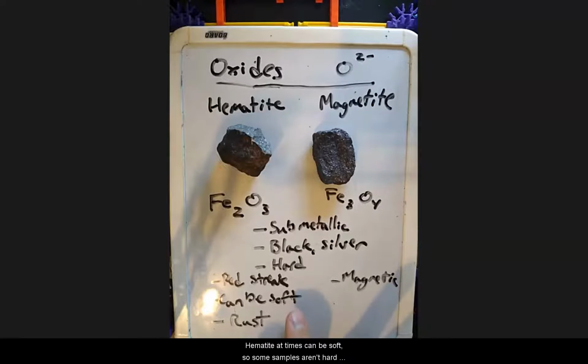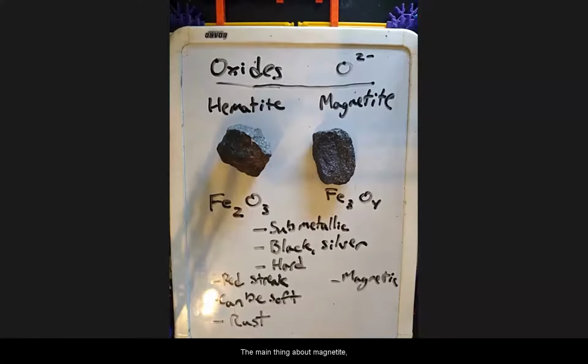Hematite at times can be soft, so some samples aren't hard enough to scratch glass. And also hematite can be red. It's actually a major component of rust. So hematite, we see it all the time. It also stains sandstones and other minerals red, but it is a major component of rust at Earth's surface.